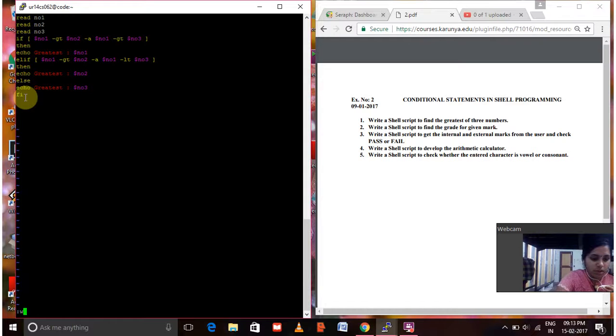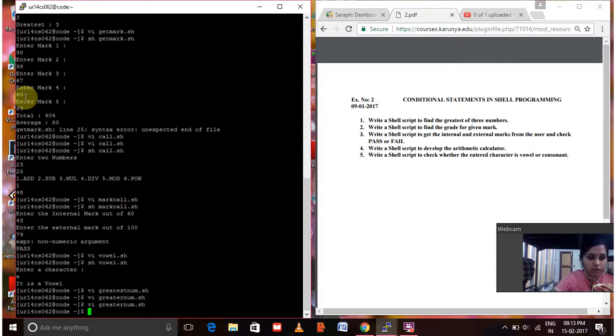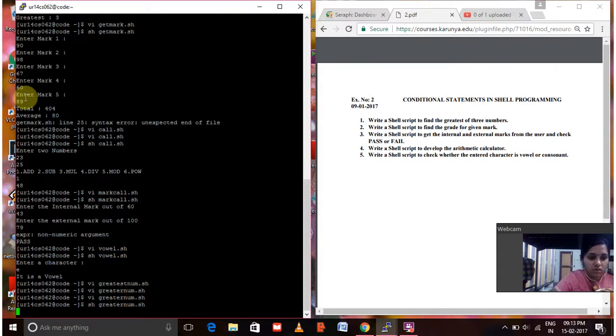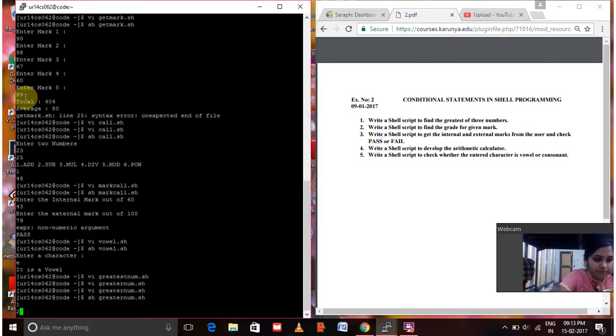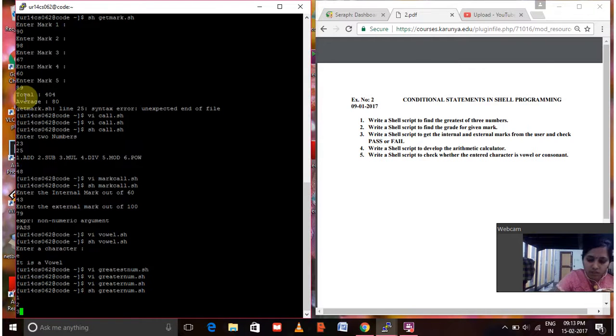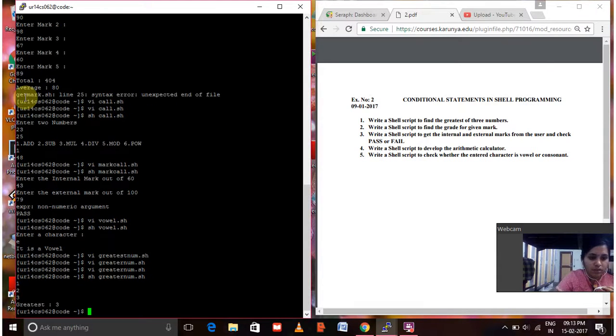Now I'm running my program, so I'm entering three numbers, and the greatest number is shown. And the second program is to find the grade for the given mark.